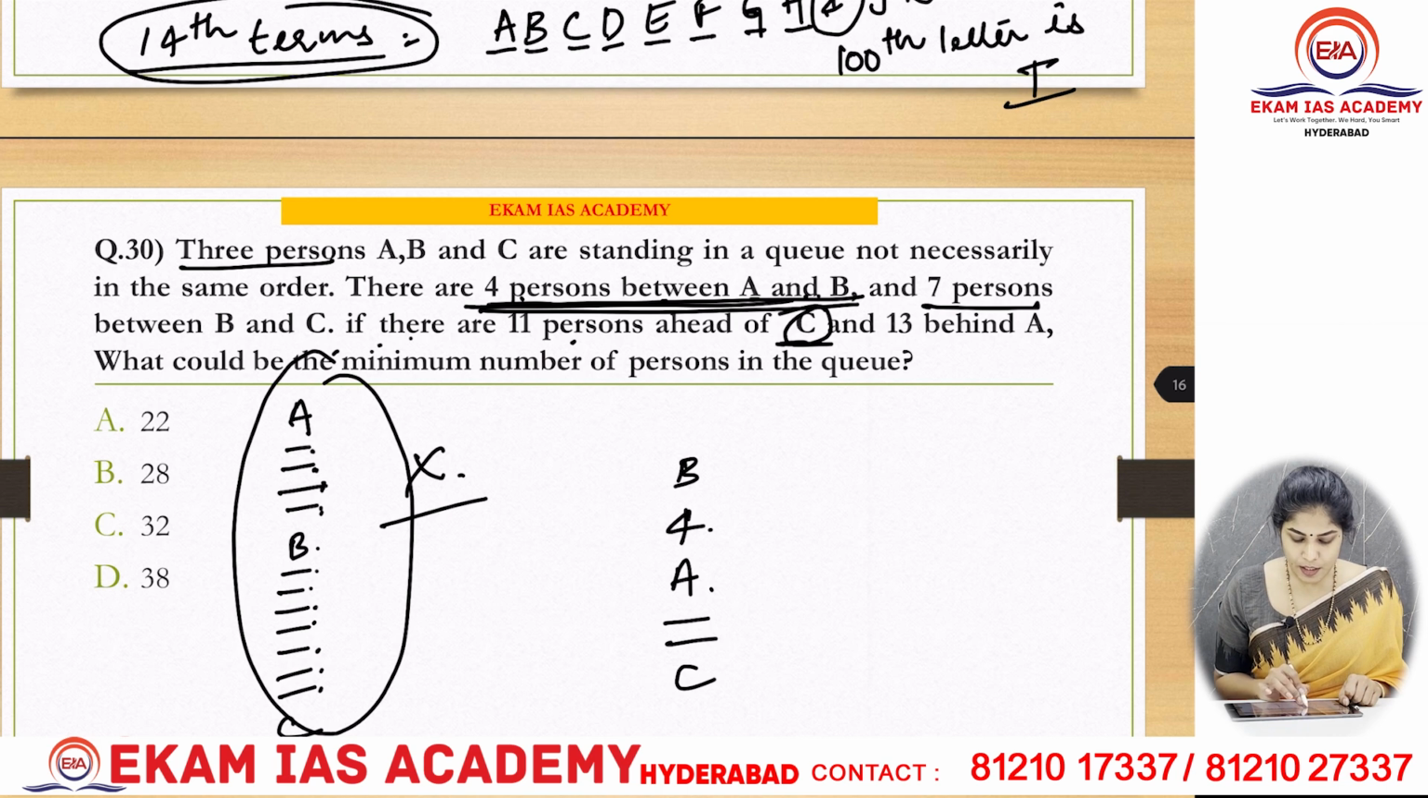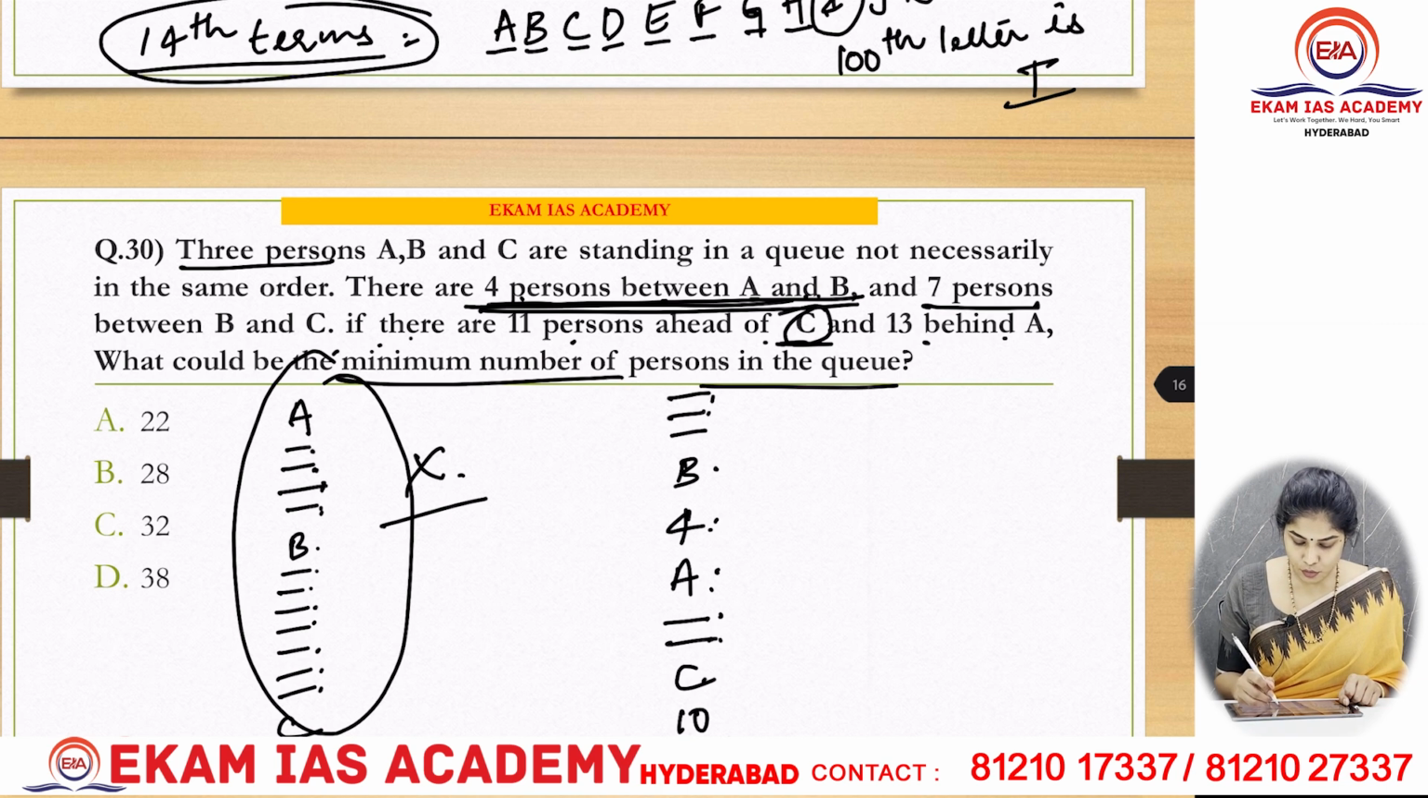If there are 11 persons ahead of C, 1, 2, 3, 4, 5, 6, 7, 8, 9, 10, 11, right? And 13 behind A. Behind A there should be 13. 1, 2, 3 and 10, 13. So let's check what could be the minimum number of persons in the queue.